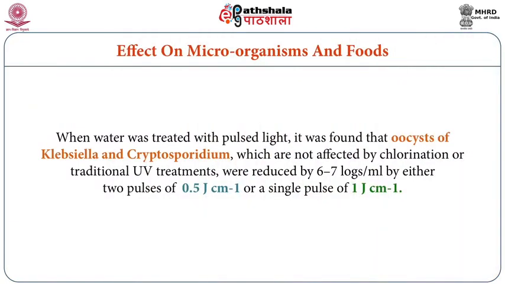When water is treated with the pulsed light, it was found that a few organisms like Cryptosporidium or some fungi, which are not affected by this UV light, get reduced by 6 to 7 logs when I apply pulses with an energy of 0.5 joule per centimeter square.